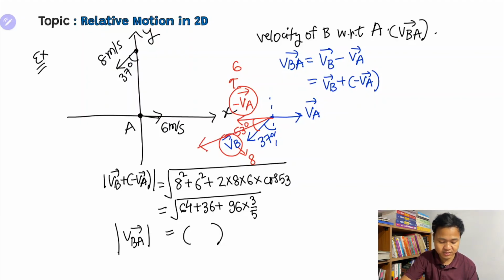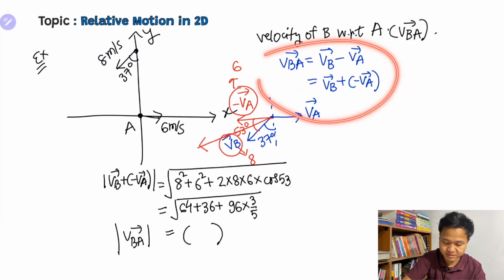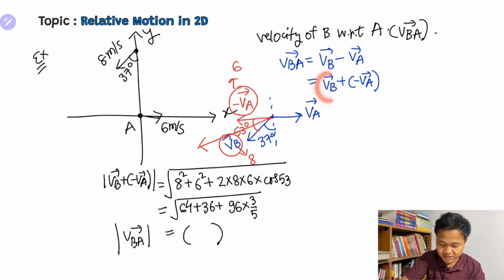Now these values are a little bit complex, so I will not do further on this. Velocity of B with respect to A, done. The important thing is this part. Here you have to convert VA plus, so here you have to write minus VA, because you can only apply the vector law of addition here. So on this side you have VA, so this side should be minus VA.